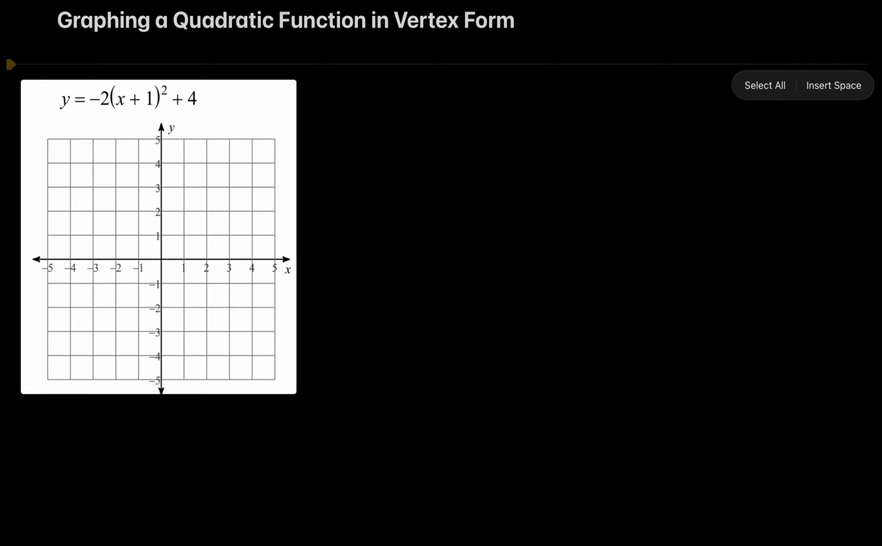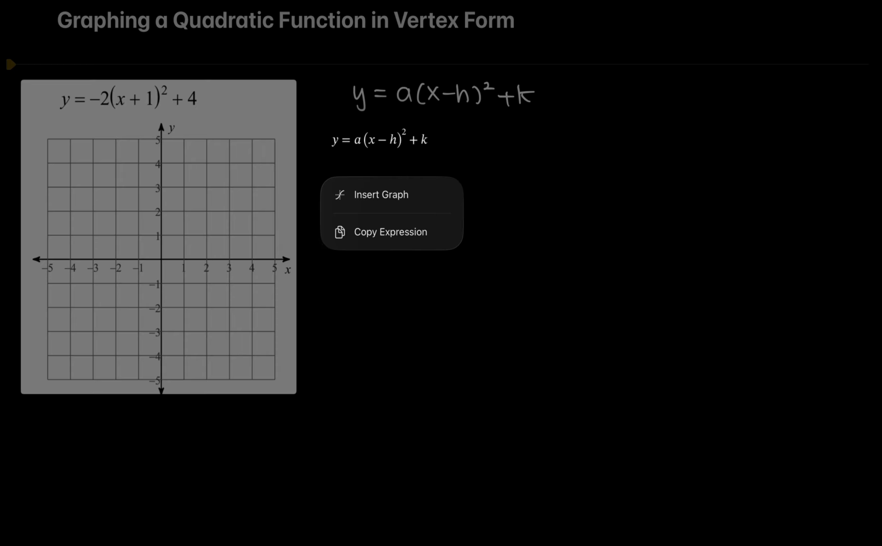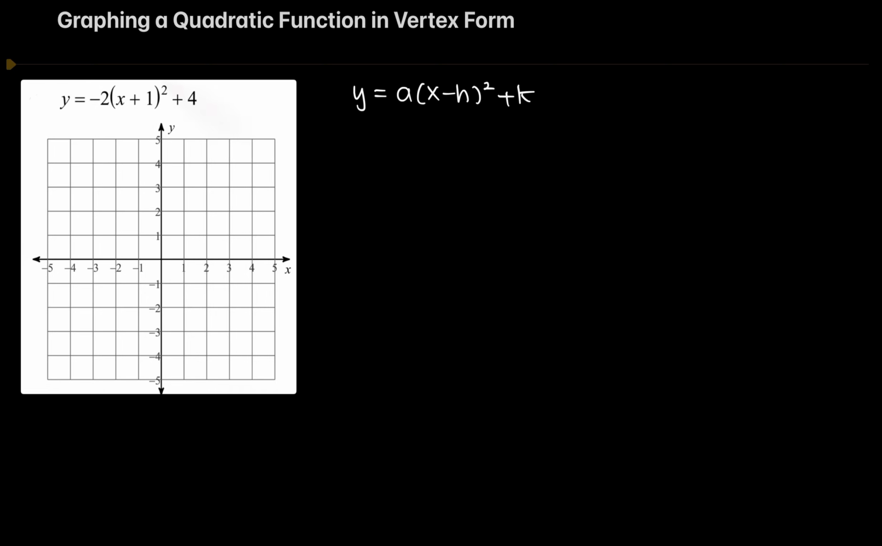Okay, this is how do you graph quadratic functions in vertex form. Vertex form is something that looks like this: y equals a(x minus h) squared plus k. So given the vertex form, I can just find your h, k. To find your vertex, you just need to look at your h, k. Okay, vertex is your h, k.